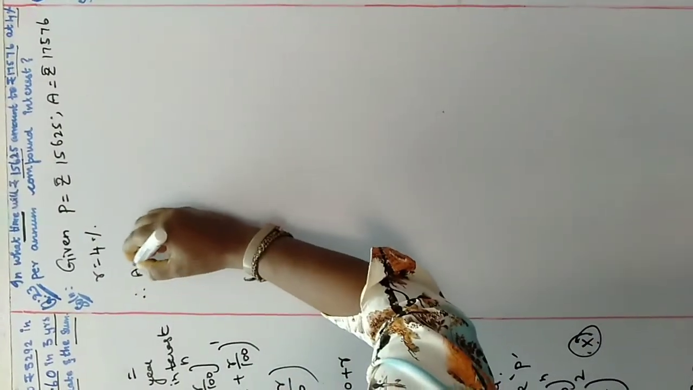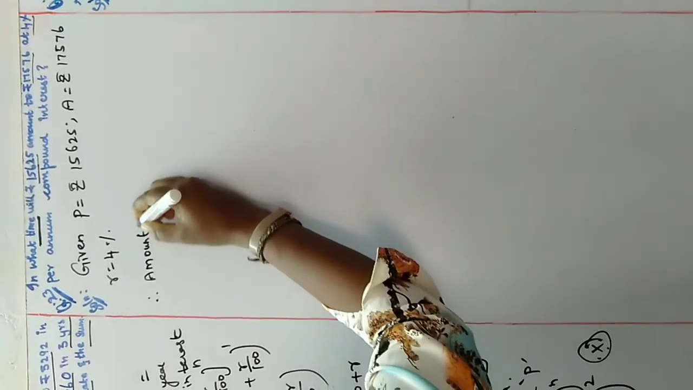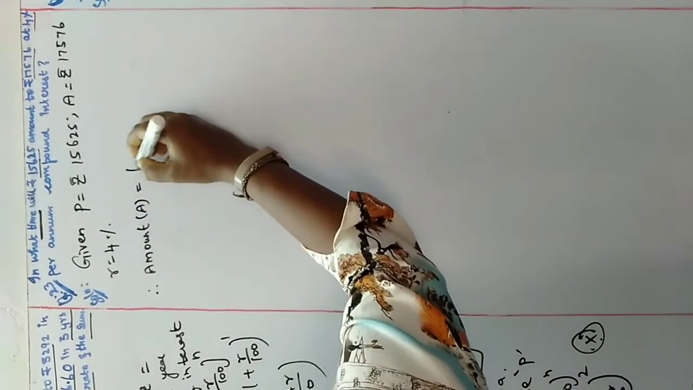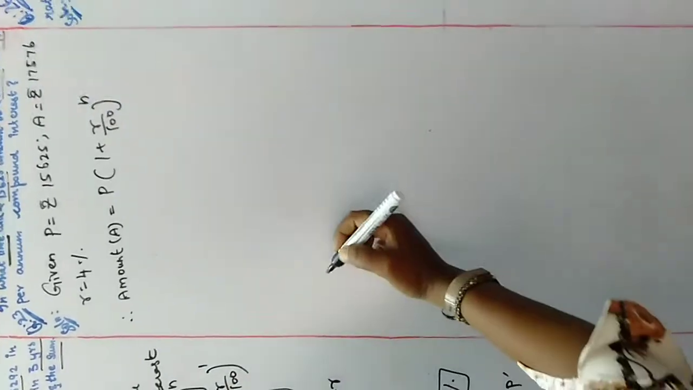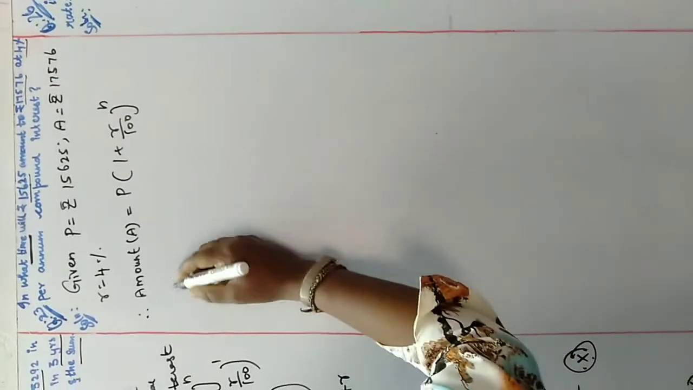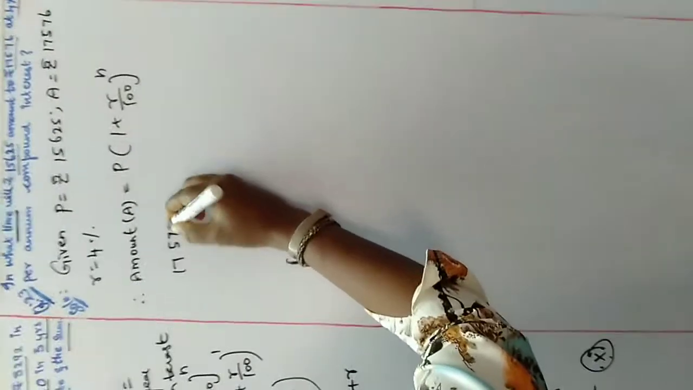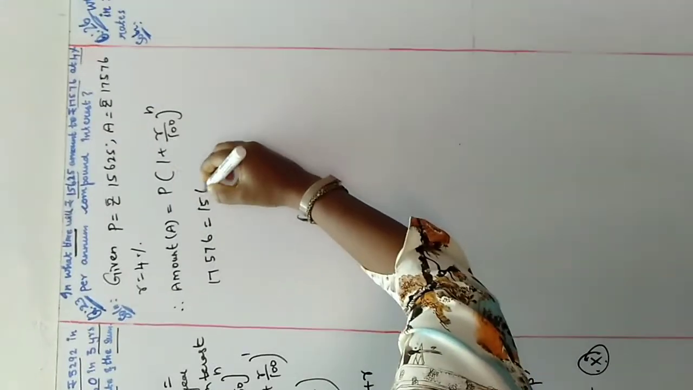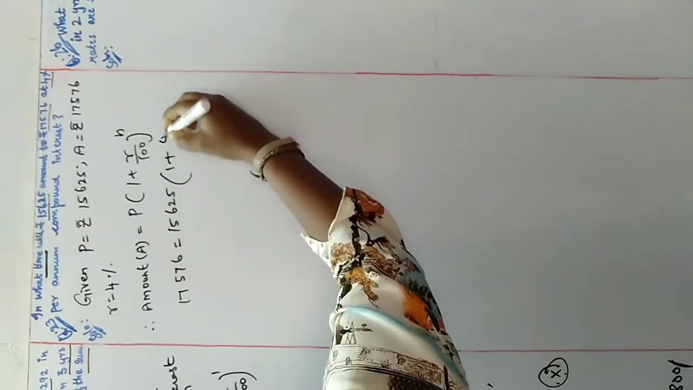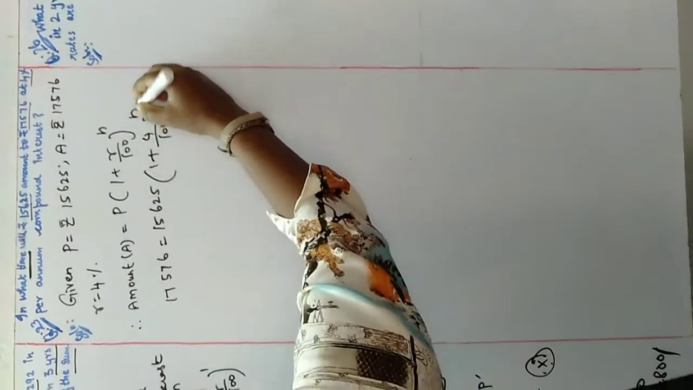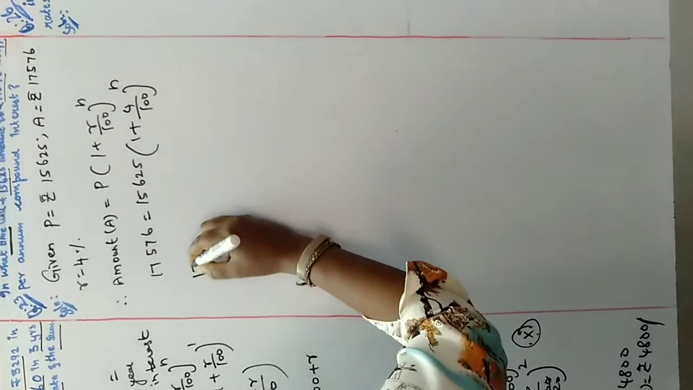So therefore amount A equals P into 1 plus R by 100 the whole power N. Okay. So what is the amount given here? 17,576, and the principal is 15,625 into 1 plus R, here 4, by 100 the whole power N. Okay, bring this to this side, which is what?